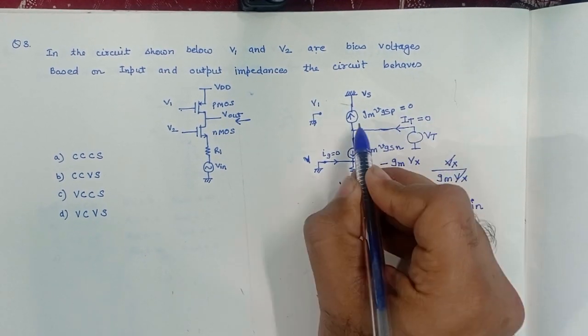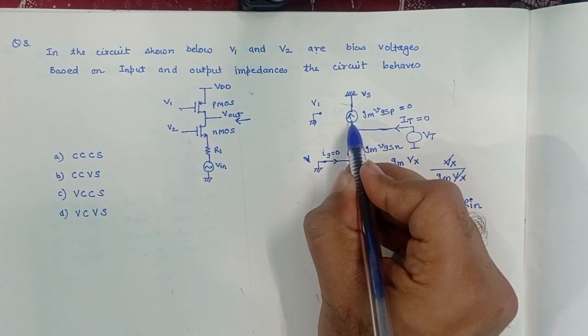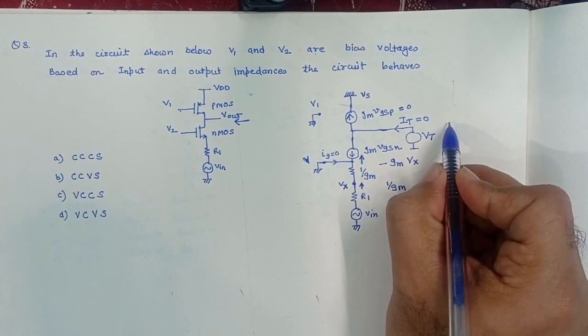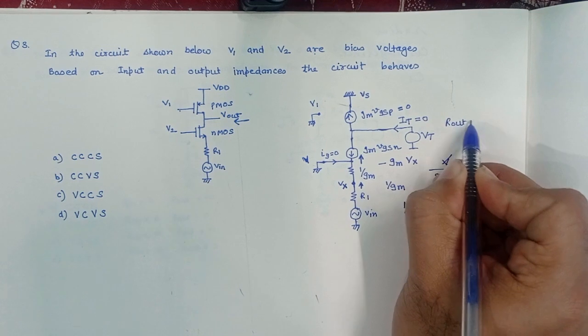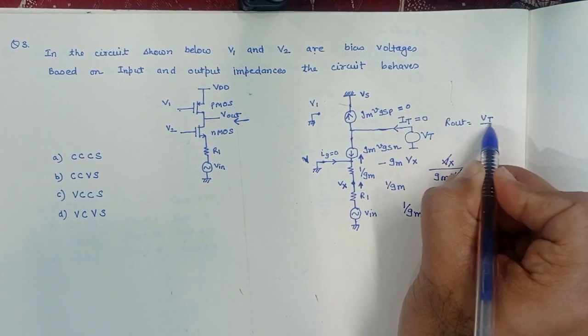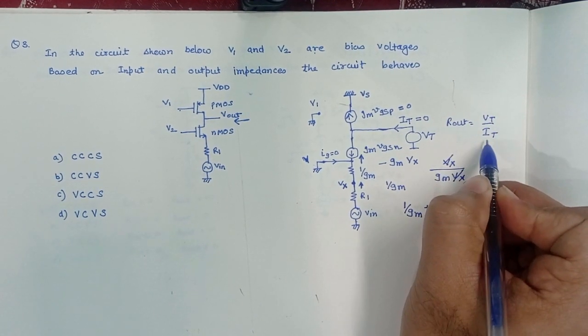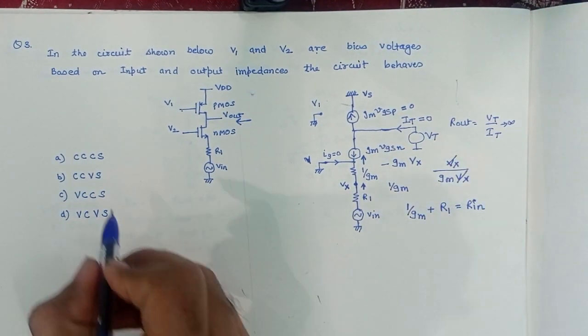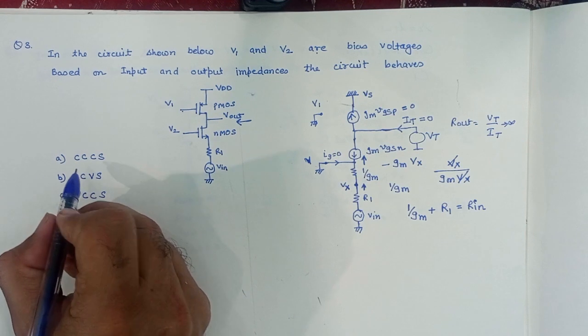be equal to 0, because the current source here and here both are 0, and when the current source is equal to 0 it will be replaced by an open circuit. So the output impedance will be equal to Vtest by Itest. If Itest is equal to 0, then this will be equal to infinite. So now come to the options.